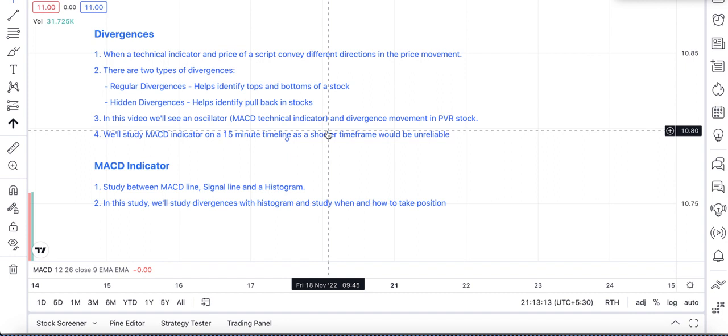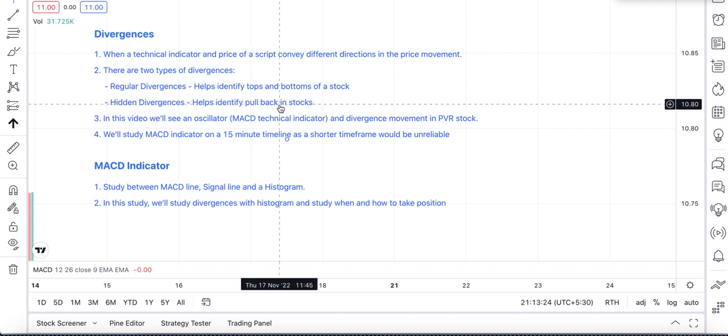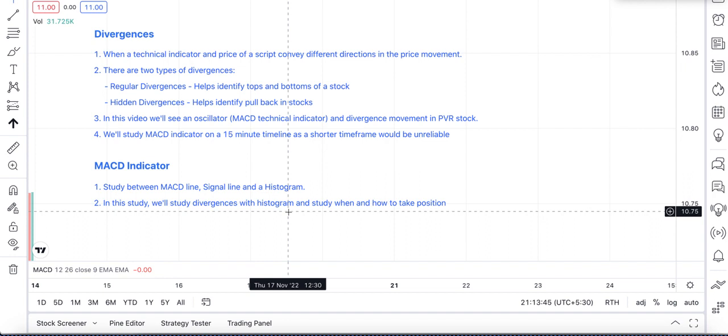Regular divergences, which help you identify tops and bottoms of a market, and hidden divergences, which help you identify pullbacks in a particular stock. For this video, we'll be discussing the regular divergences, which will help us identify tops and bottoms of a stock. For studying in detail, we'll be using the MACD technical oscillator, and we'll be focusing just on the histogram. We won't be focusing on the signal line or the MACD line, but just on the histogram, and we'll be seeing the stock of PVR on a 15-minute time frame to understand it better.